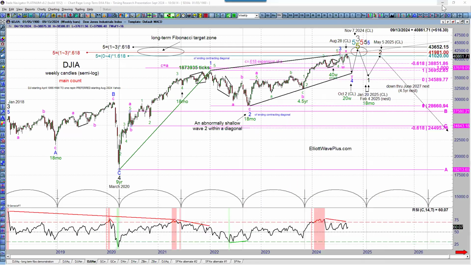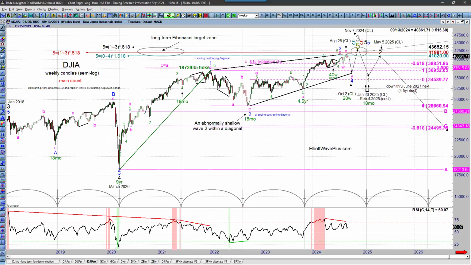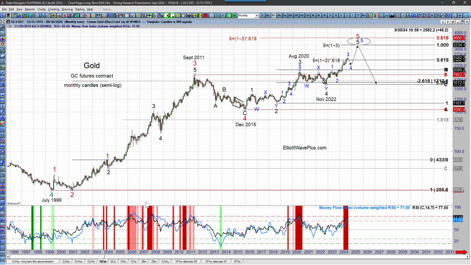I was going to show you gold, and I've got 2 more minutes, and I'm going to show you a few Fibonacci targets on gold as well. And we're going to run out of time. I'm not going to be able to show you the bonds or the U.S. dollar, but on gold, up from the 1999 low.